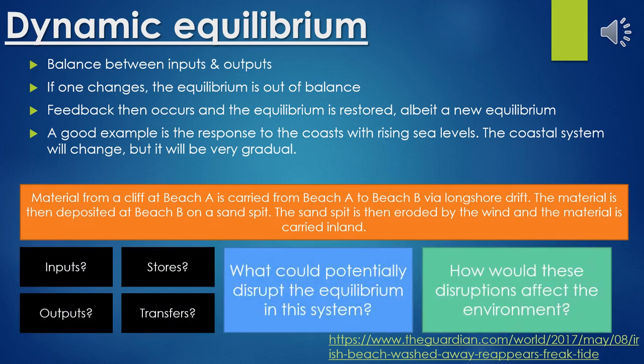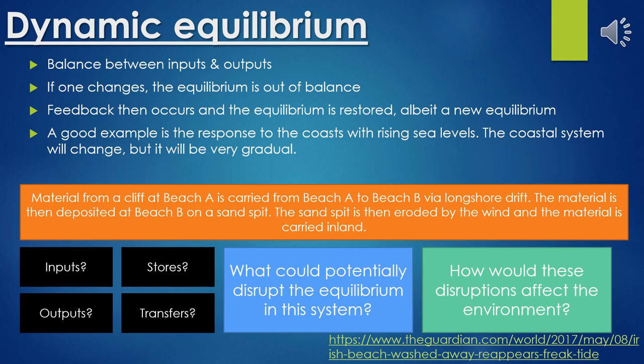Okay, so dynamic equilibrium in the coast. Now, dynamic equilibrium is a topic we've covered before. It's when there's a balance between the inputs and the outputs, although that can change. For example, if the inputs change, then the outputs will respond and they'll come to a new equilibrium.